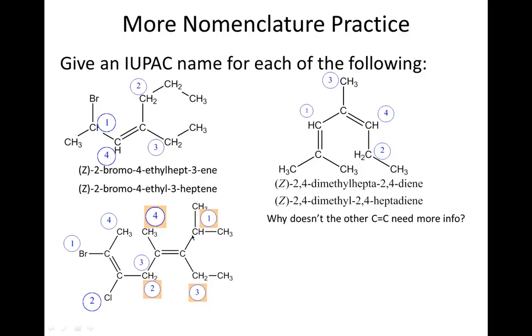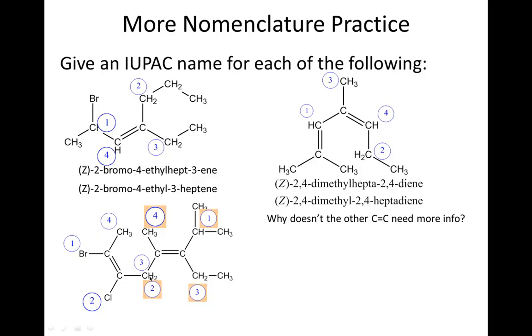So in order to break the ties, this carbon has on it two carbons and a hydrogen. This one has one carbon and two hydrogens. This one has one carbon and two hydrogens. And this one has three hydrogens. So that was the lowest priority, and this one is the highest priority.